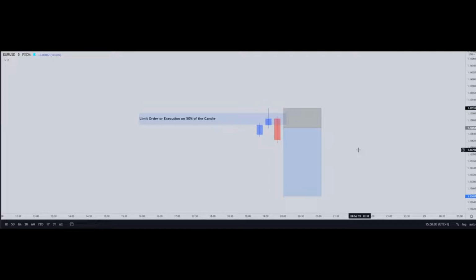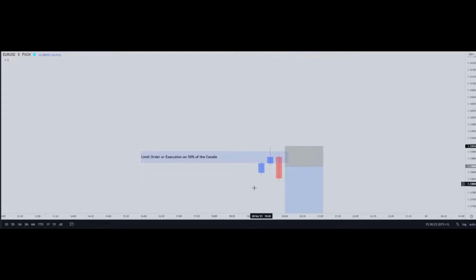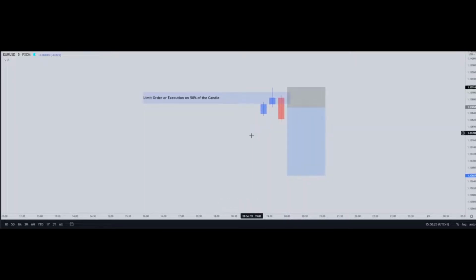The only con I can think of is that sometimes it may not come back to the 50% of that. If you're using limit orders, for example, you set a sell limit based on the 50% of this candle, sometimes it may not come up to that. So maybe if you prefer to enter based off the open, then that's a better one than choosing this, because like I said, sometimes it may not perform that top wick.